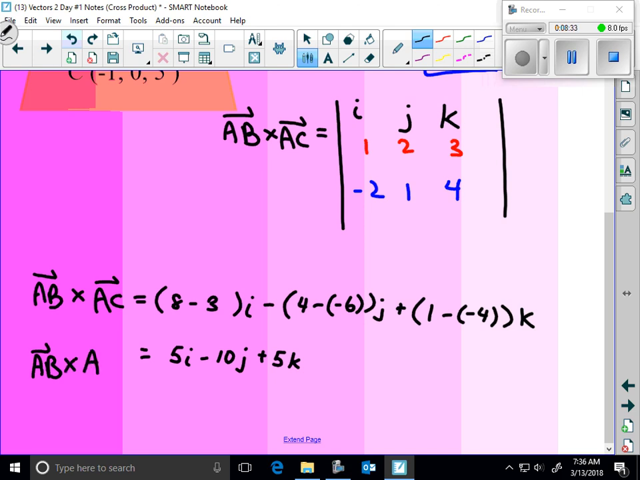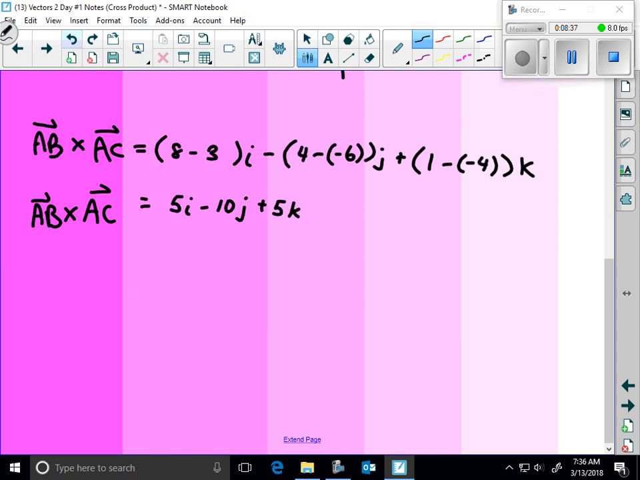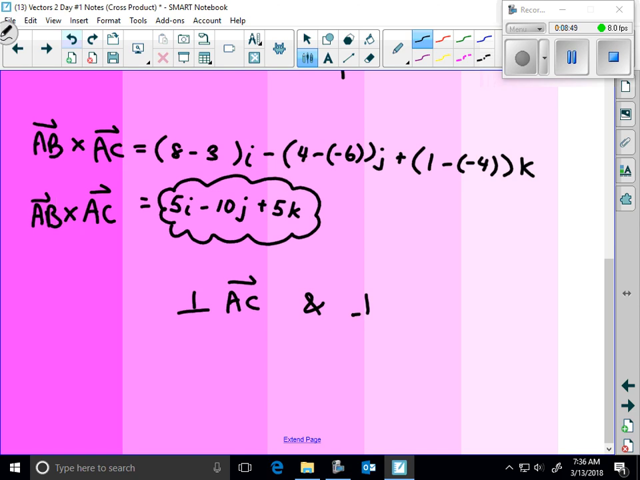of AB cross AC. That means that this vector right here is perpendicular to AC, and it's perpendicular to AB. Okay. All right, let's move on to some application.